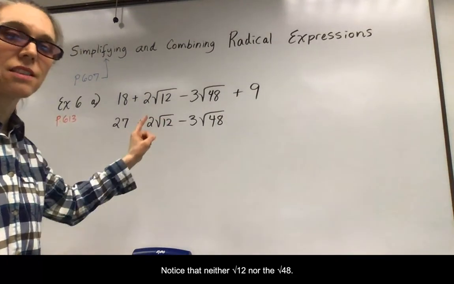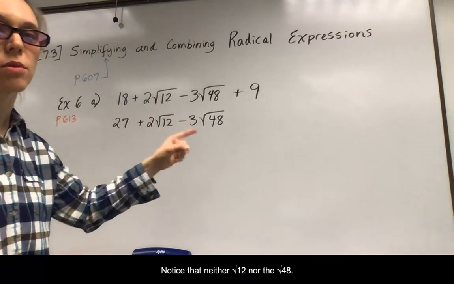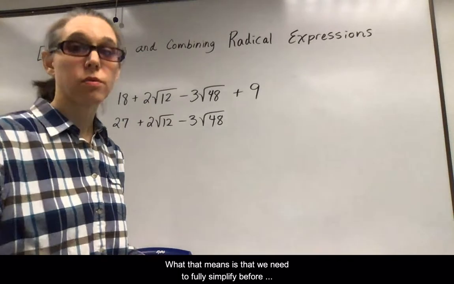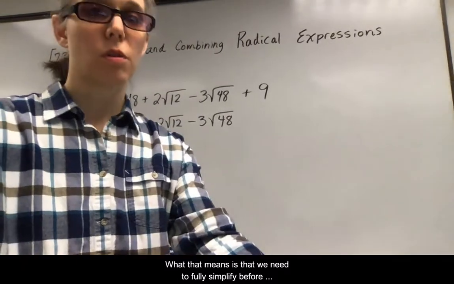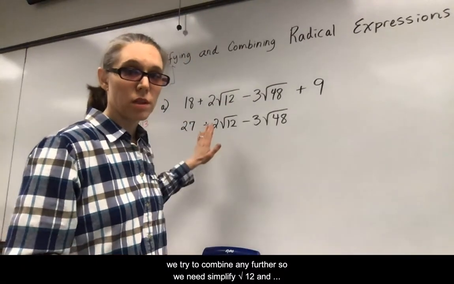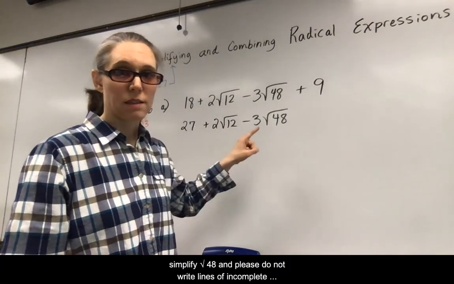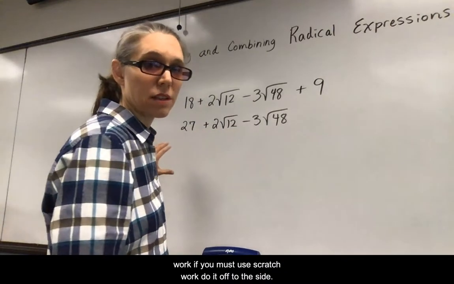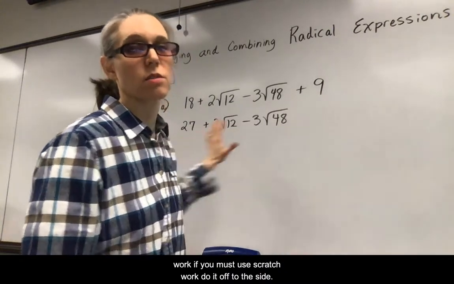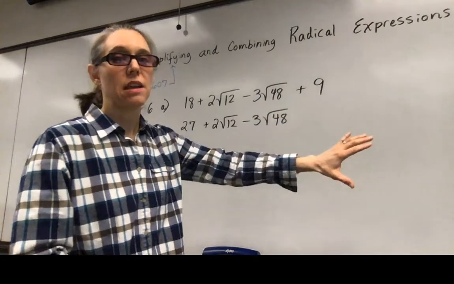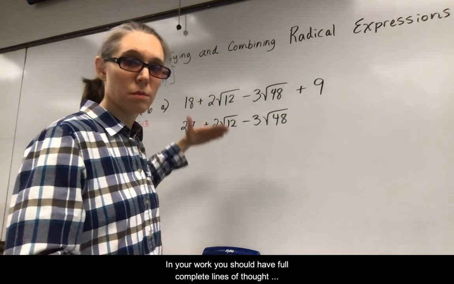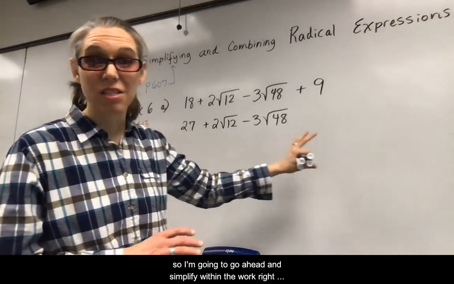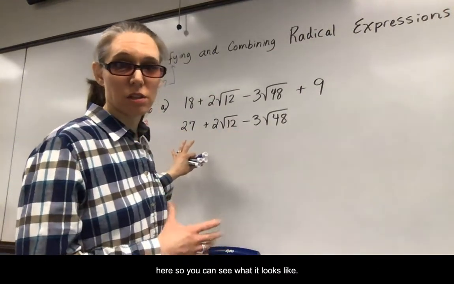But notice that neither the square root of 12 nor the square root of 48 is fully simplified. What that means is that we need to fully simplify before we try to combine any further. So we need to simplify the square root of 12 and simplify the square root of 48. And please do not write lines of incomplete work. If you must do scratch work, do it off to the side. But in your work, you should have full, complete lines of thought. So I'm going to go ahead and simplify within the work right here so you can see what it looks like.